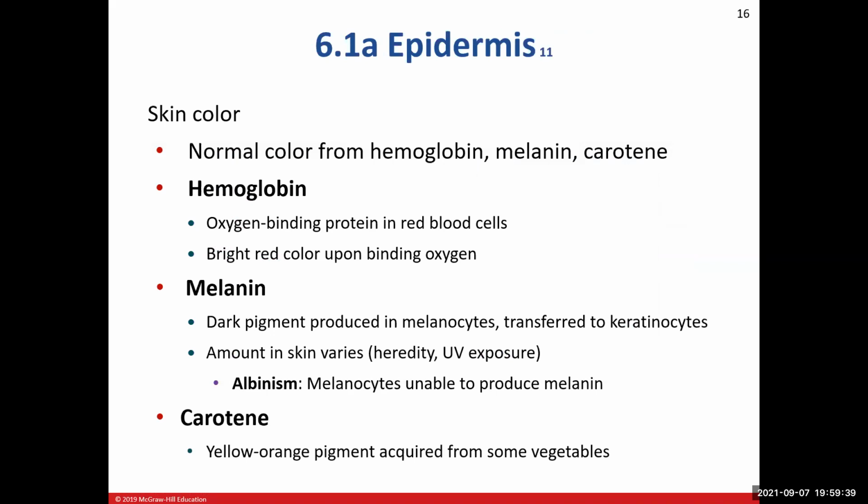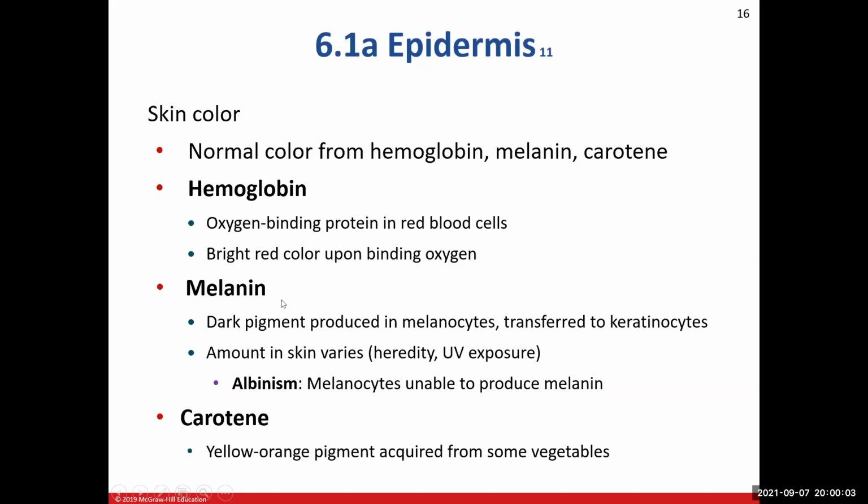Skin color. A couple things influence our skin color. Hemoglobin, which is the protein, the oxygen carrying protein in our blood. Melanin, that's what helps to give us our darker skin tone. And then keratin, not keratin, excuse me, carotene. Let's talk about each of these.